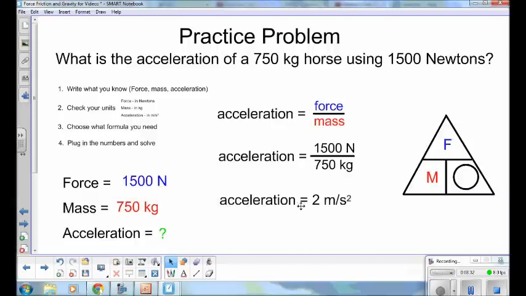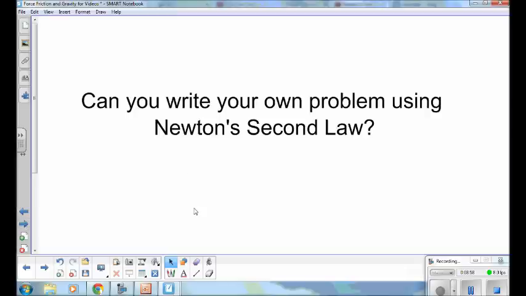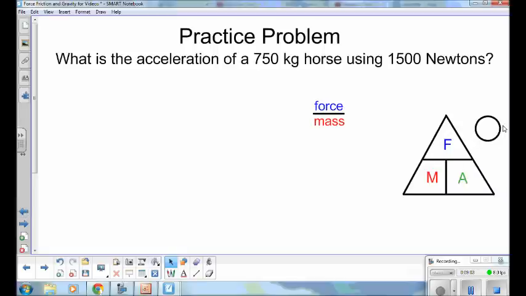And I end up getting acceleration is equal to 2 meters per second squared. Now, like before, we had these units that were a little funky, newtons divided by kilograms. But knowing that we always write our units the same way, force in newtons, mass in kilograms, acceleration in meters per second squared, I can go ahead and change this unit to meters per second squared, and there you have your number. Your challenge for class tomorrow: what I'd like you to do is write your own problem using Newton's second law. You can use the force triangle any way you want. You can write a problem calculating for force, for mass, or for acceleration.